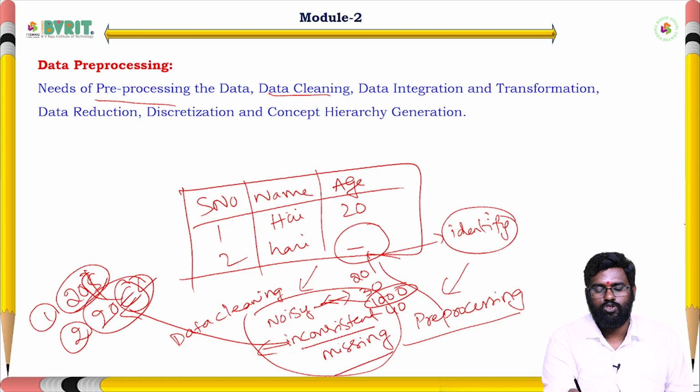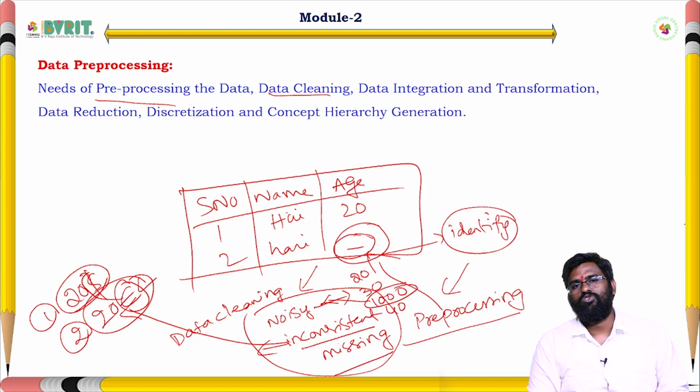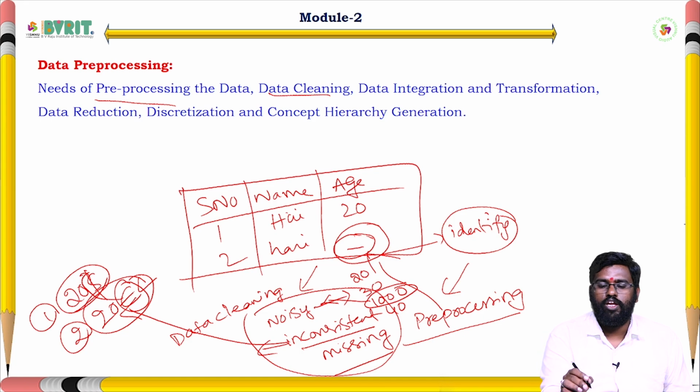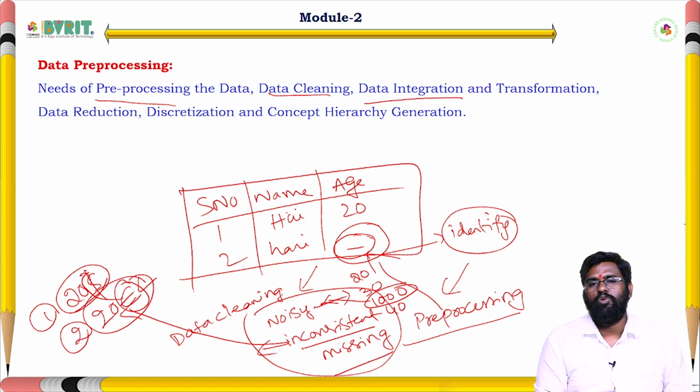Missing values means all the empty values are called missing values. That is about data cleaning. After applying cleaning, we have to do data integration and transformation. Integration means collecting multiple sources of data warehouse systems into a single data warehouse.